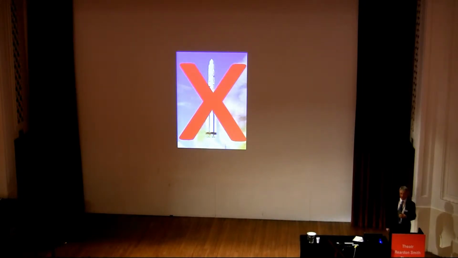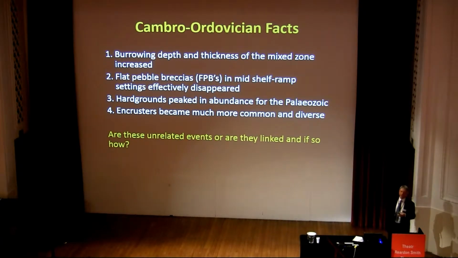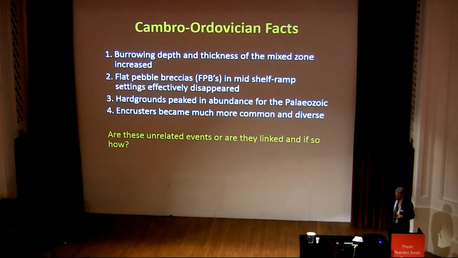This is not rocket science, okay? All we're attempting to do is to look at four well-documented facts from the Lower Paleozoic and suggest that they are actually very closely linked. Burrowing depth and thickness of the mixed zone increased during this interval, well documented. Flat pebble breccias, if you don't know what they are, I'll show some in a minute, have been an obsession with some sedimentologists for some years. They disappear from mid to outer ramp and shelf settings during this interval. Hardgrounds peaked, as I've already said, and encrusters become much more diverse.